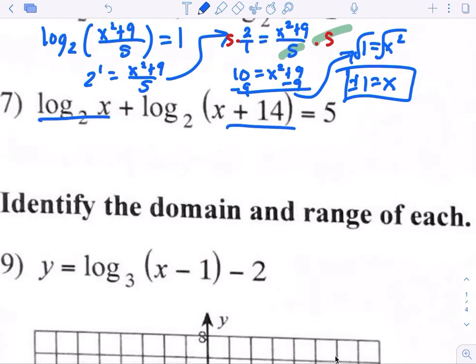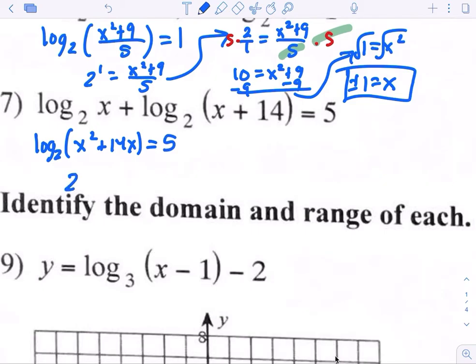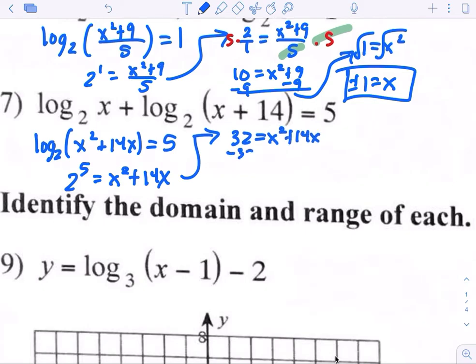Here, log plus log, so it's the product rule. Log base 2 of, okay, x times x is x squared. x times 14 is 14x. Now, log to exponential form: 2 to the 5th is equal to x squared plus 14x. What is that? 4, 8, 16, 32 is equal to x squared plus 14x. Subtract 32 from both sides. 0 is equal to x squared plus 14x minus 32.